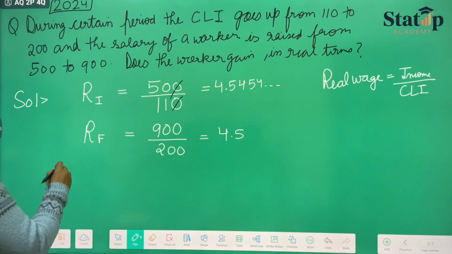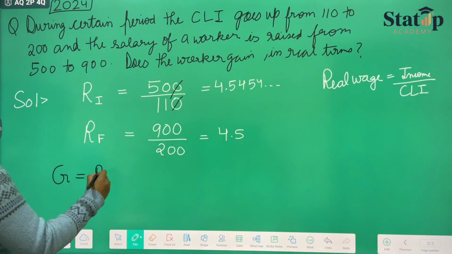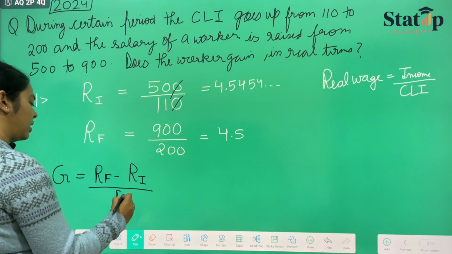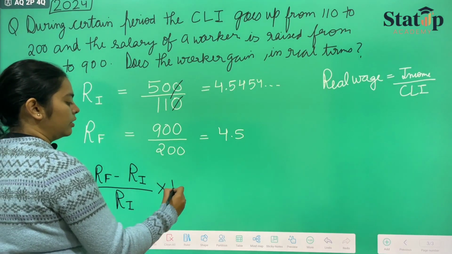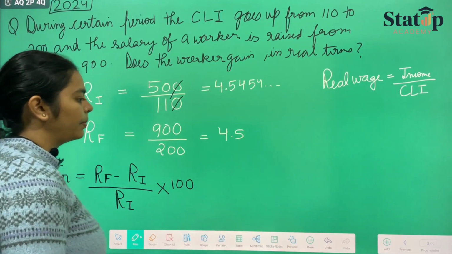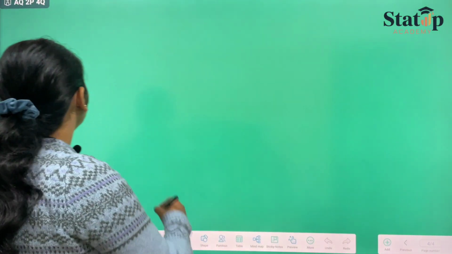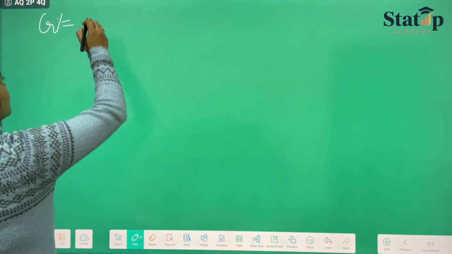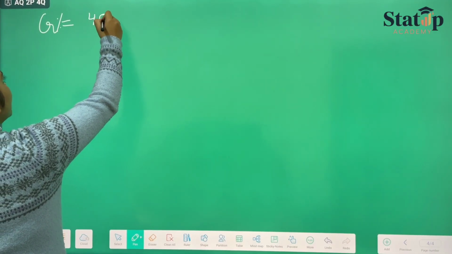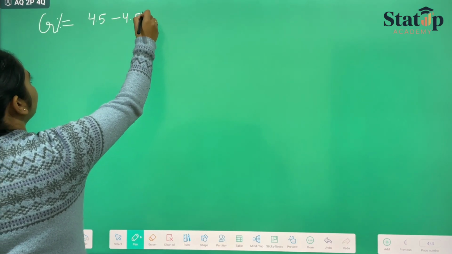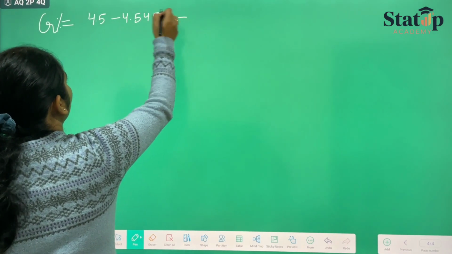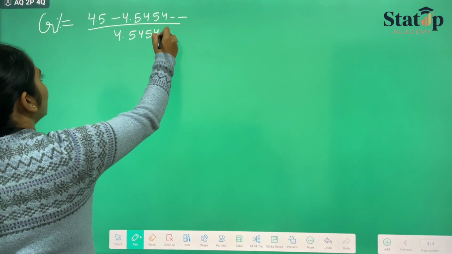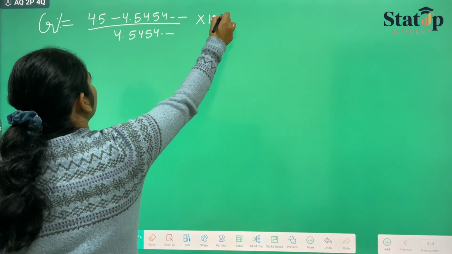So the gain value is nothing but (R final minus R initial) upon R initial into 100. Taking the gain as gain percent, R final is 4.5, and R initial is 4.5454 and so on, and upon R initial, 4.5454 and so on, into 100.